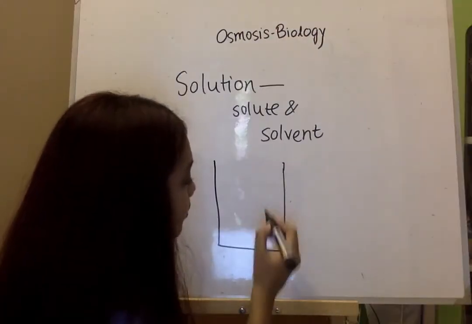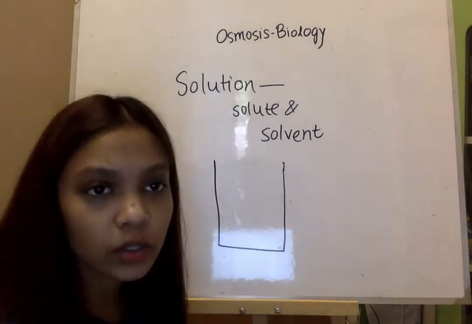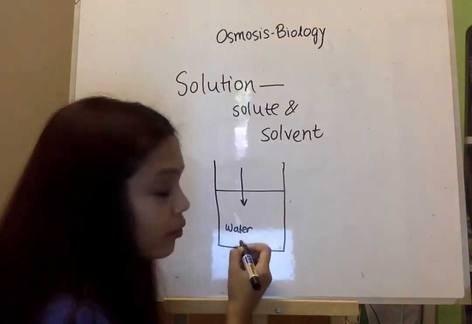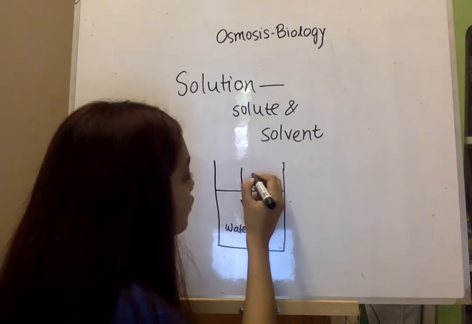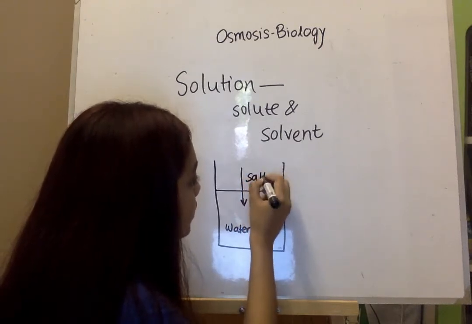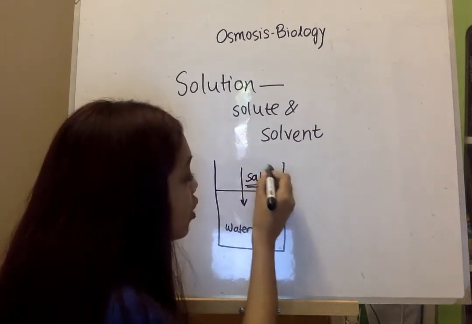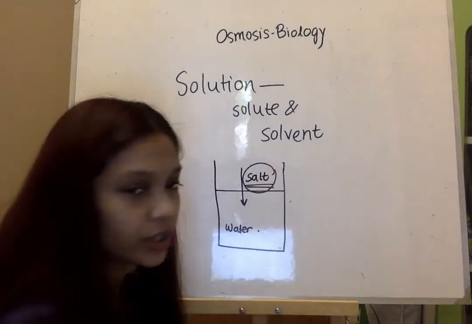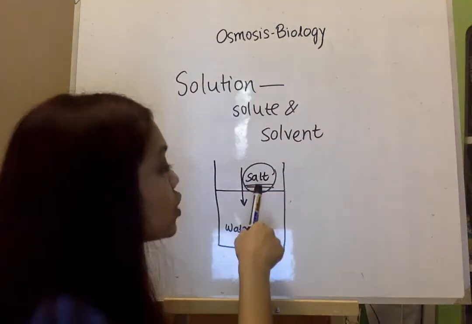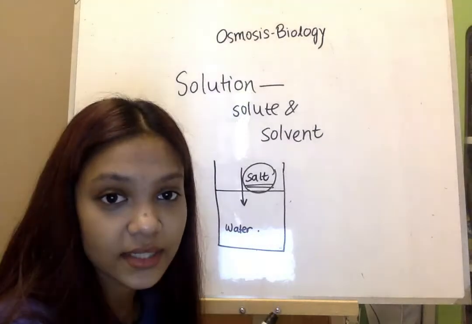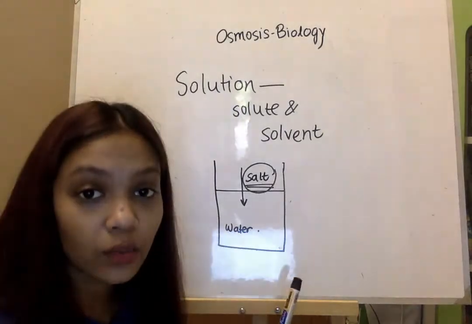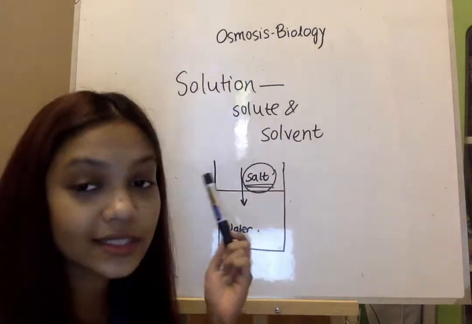Take this as an example. If you think of some salt water, then this is some water where we give some salt. So the salt is dissolving in the water, which is why salt is a solute in this case and water is the solvent in which the solute is dissolved.